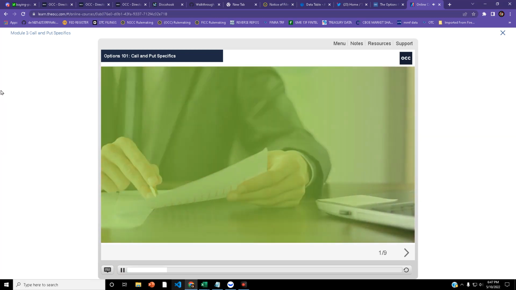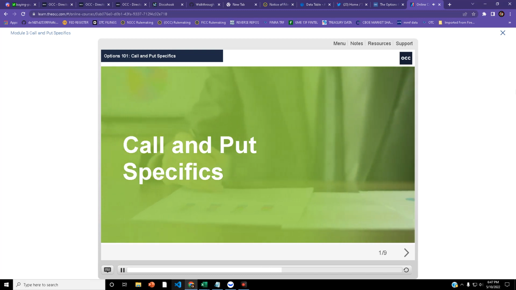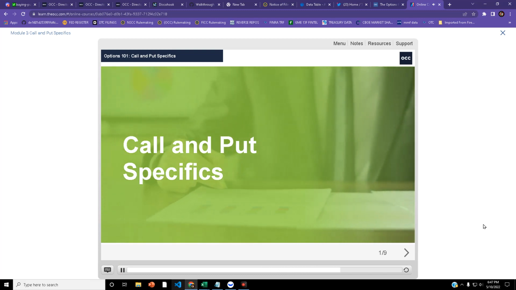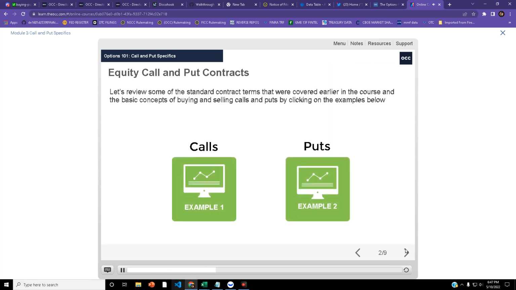Now that you have been introduced to basic options terminology and have some familiarity with the way the options marketplace works, let's take a closer look at call and put contracts. Let's review some of the standard contract terms that were covered earlier in the course and the basic concepts of buying and selling calls and puts by clicking on the examples below.